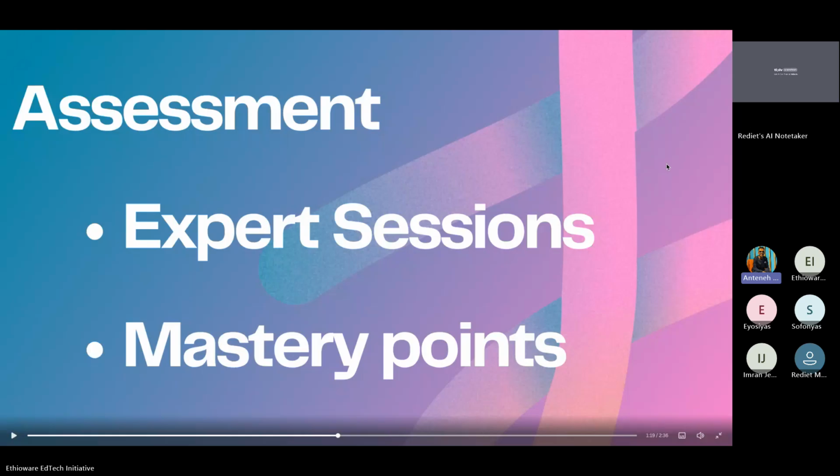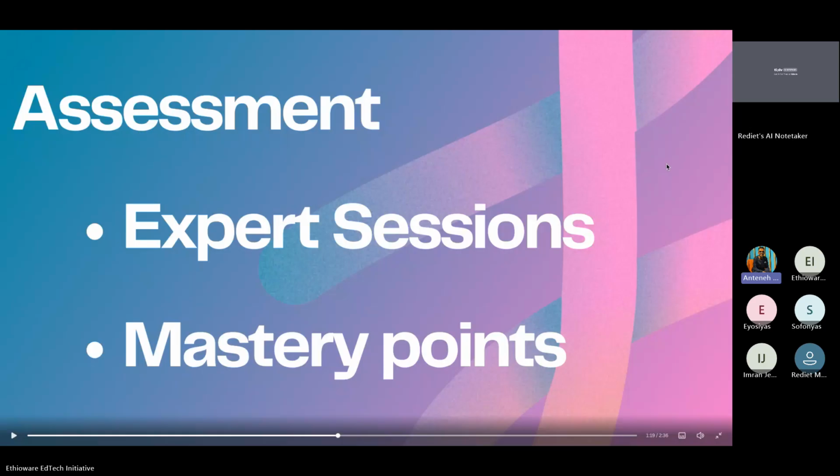Because we do realize that if we have a fixed point system, let's say 2000 mastery points, a student learning in the summer program has more time and more commitment. So they might even surpass that 2000 mastery points. So instead of that, we are doing a comparative metric.